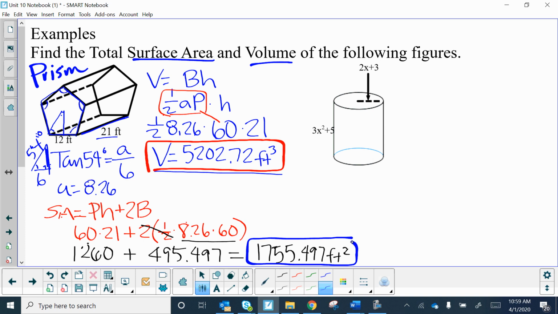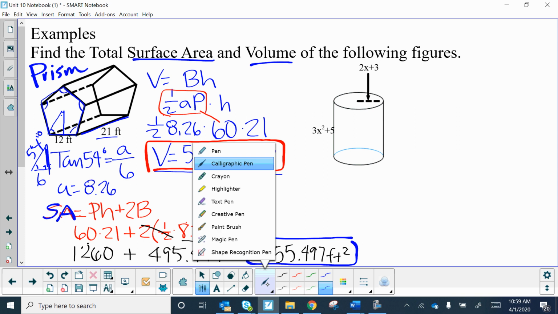Okay, so I just found the surface area and the volume of this pentagonal prism. So let's go to the next one. The next one is with algebra. So we want to review algebra because you're about to go into Algebra 2 soon.